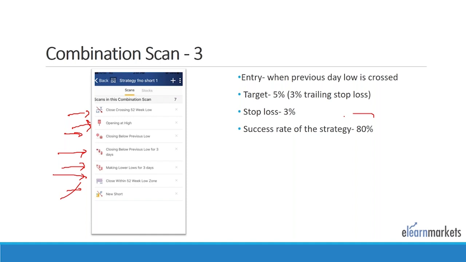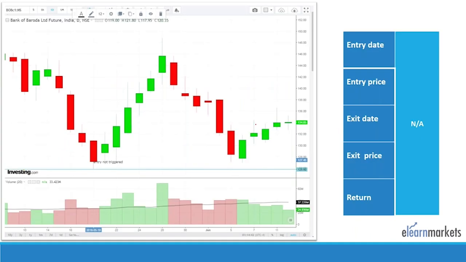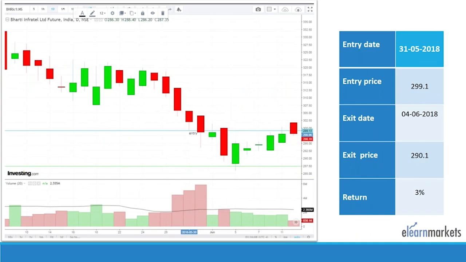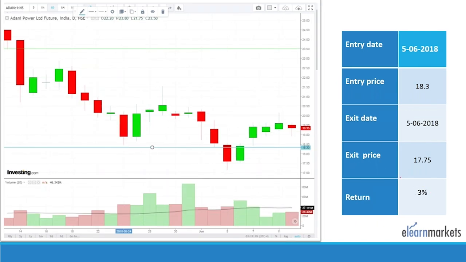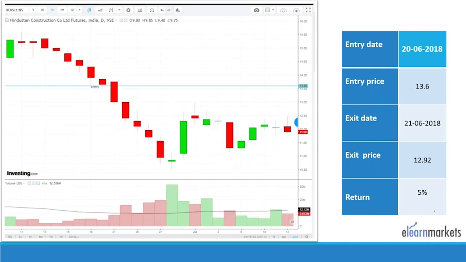The accuracy of this model has been almost 80%. Bank of Baroda initiated no trade. Bharti Infratel, yes, there was a trade entry because it crossed the low of the previous day, and then we were able to take 3% without any stop loss. And Adani Power, yes, there was a trade. Hindustan Construction, yes, there was a trade, and we actually got almost 5% in this stock.